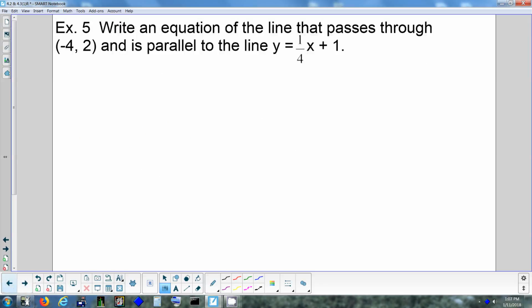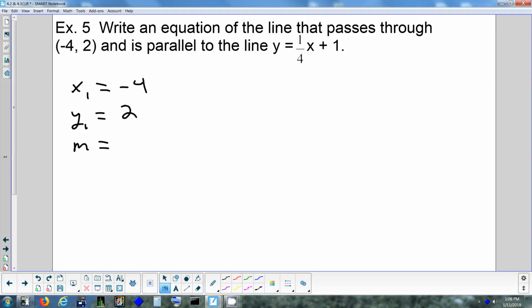You don't have to do anything to it at first, you just bring it down. Yep. And then, label what's what. Somebody raise your hand if you can tell me what x1 is. Yep, Gemini? It's negative 4. How about y1? 2.